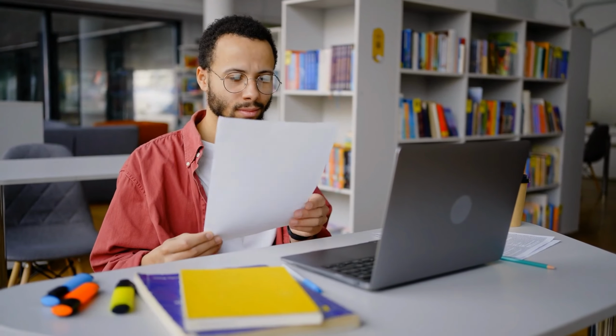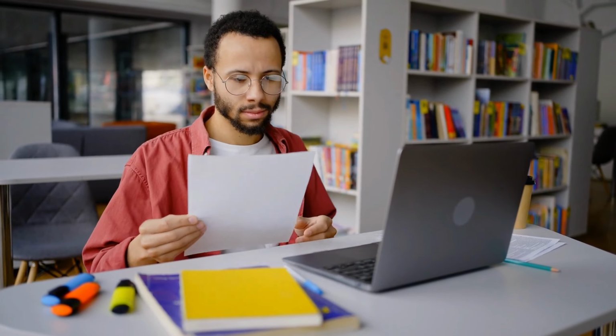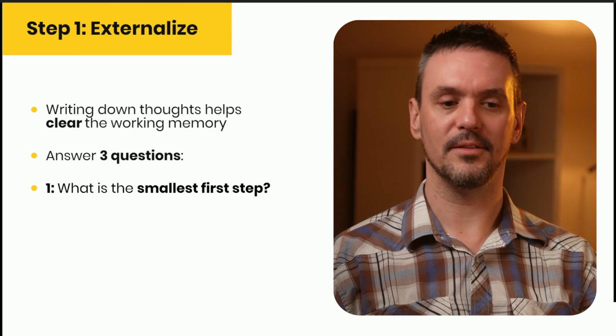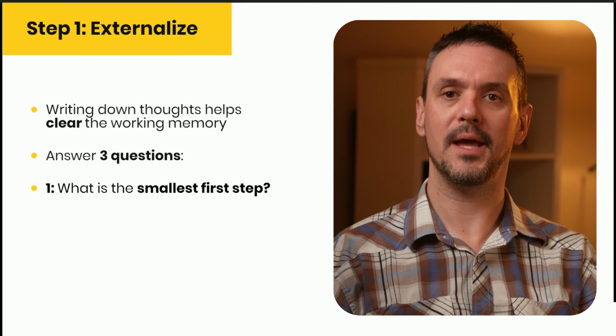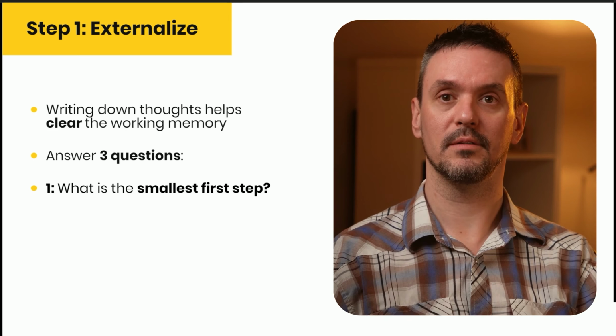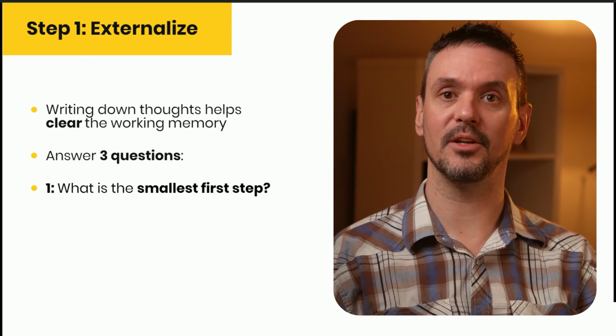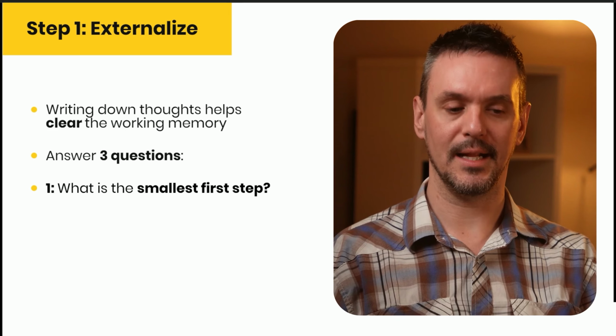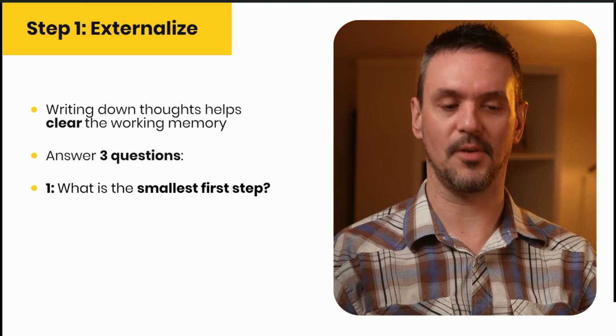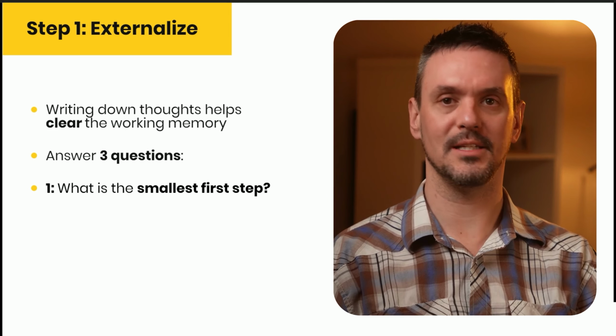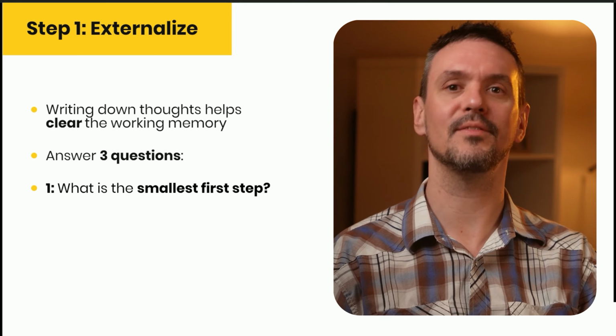So for example, if you are struggling with writing a paper for college, then the first step would be pick up a pen and paper and write down the first word. That is something that you definitely can do. It's the smallest first step, and it's the easiest place from paralysis to actually doing the task. So just write that down. You don't even need to do it.